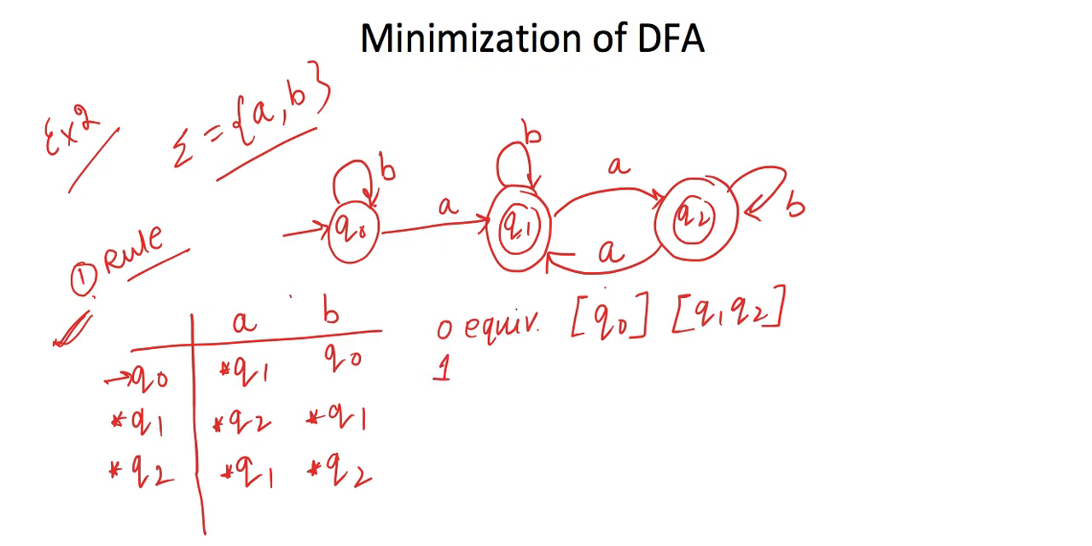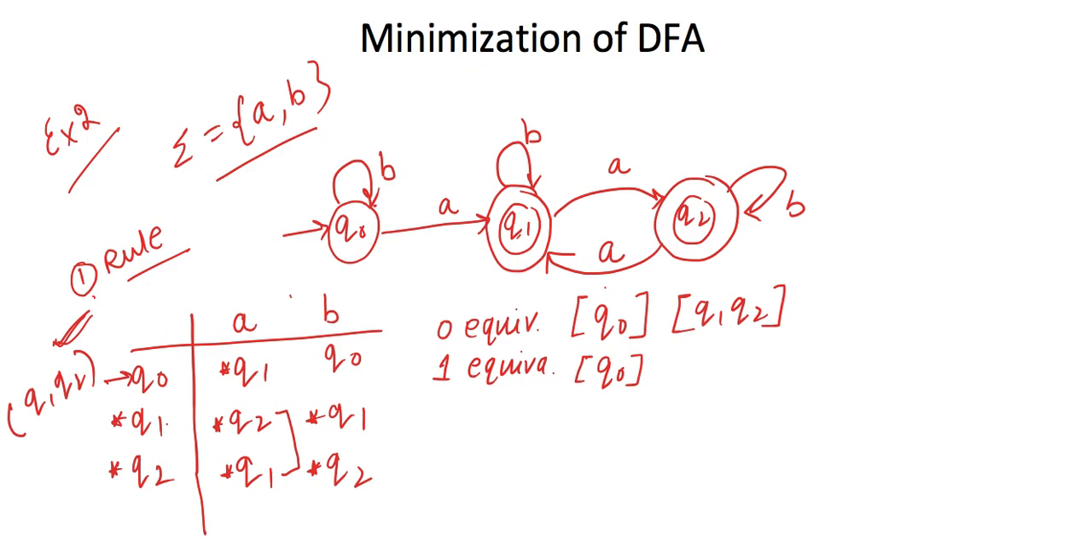Now we have to find the one equivalence. For one equivalence, Q0 is itself separated, so there is no way to separate it because it is already alone. Let's find out whether Q1 and Q2 fall in the same group in one equivalence or not. Q1 on a is Q2, so Q1 and Q2 are in the same group. Q2 on a is Q1, again in the same group.